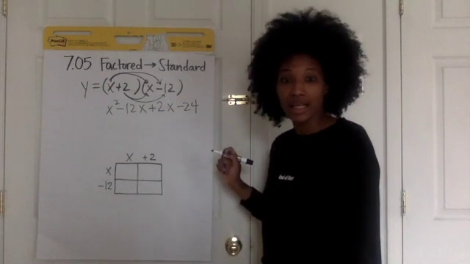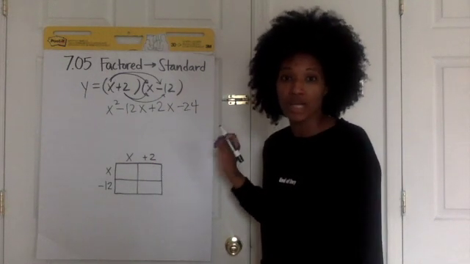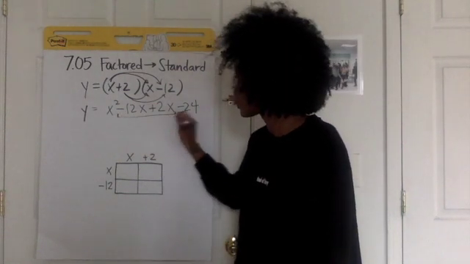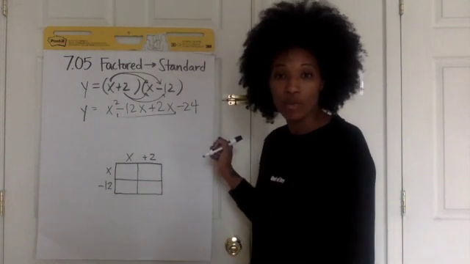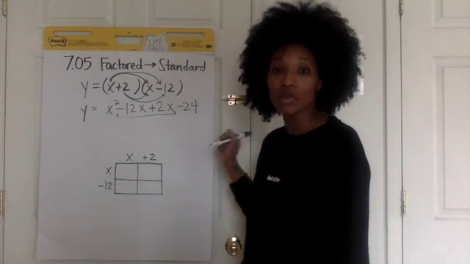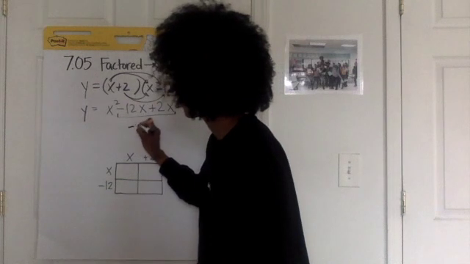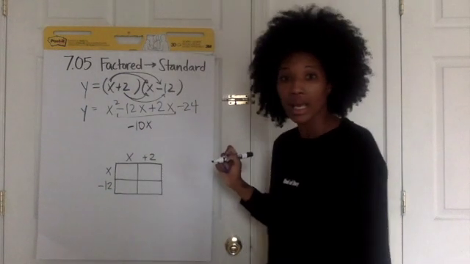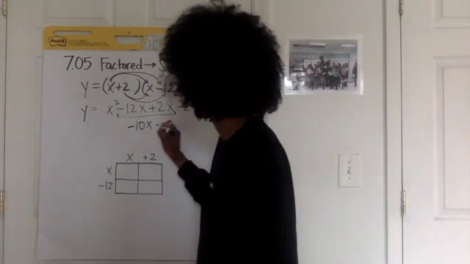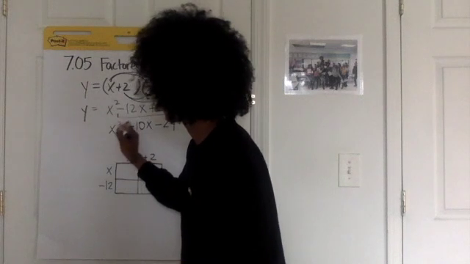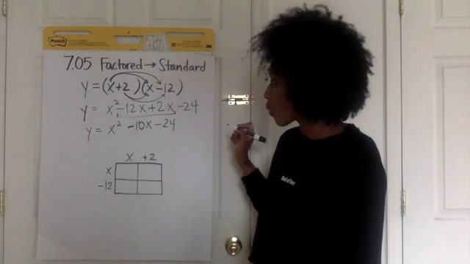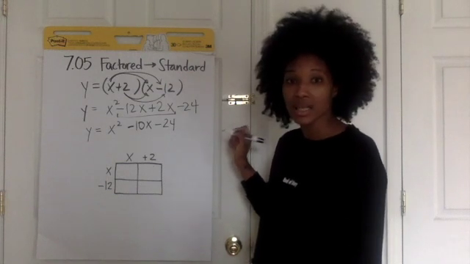Again, the subtraction sign acts as a negative sign, so you want to take your time when you're multiplying. Now I'm going to combine like terms. Now I'm going to type into my calculator negative 12 plus 2, which is negative 10. So negative 12x plus 2x equals negative 10x. And I'm going to bring down my x squared, and I'm going to bring down my negative 24. And my standard form equation is y equals x squared minus 10x minus 24.